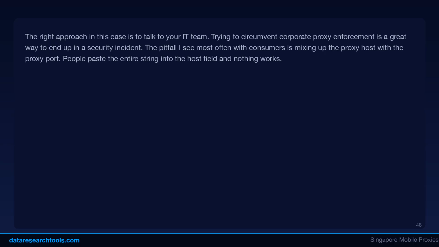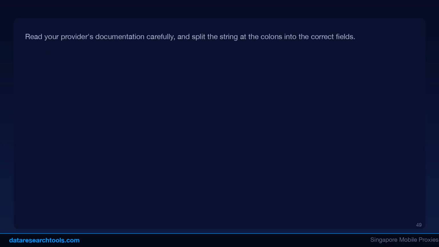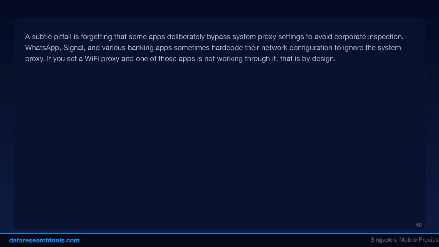Let me also cover one more pitfall that bites enterprise users. If your laptop has a corporate proxy applied through group policy on Windows or a mobile device management profile on Mac, you may not be able to override it from the local settings UI. The setting fields are visible but grayed out, or your changes get reverted on the next policy refresh. The right approach in this case is to talk to your IT team. Trying to circumvent corporate proxy enforcement is a great way to end up in a security incident.